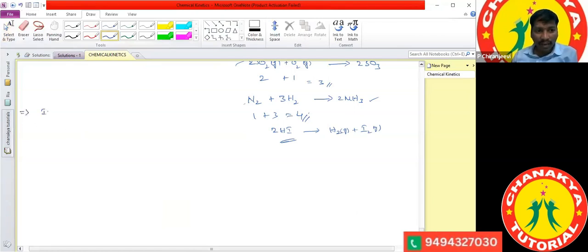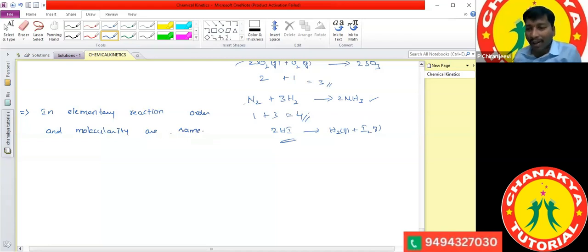In an elementary reaction, order and molecularity are the same. In an elementary reaction, order and molecularity are the same. So this is the one concept we have.